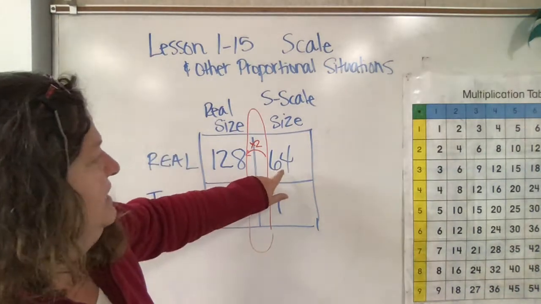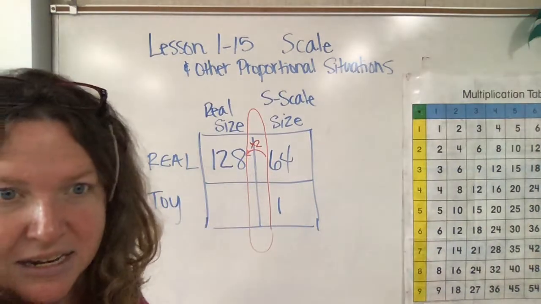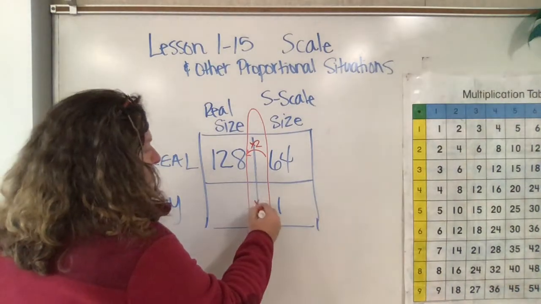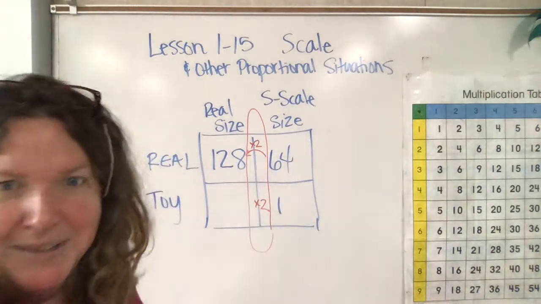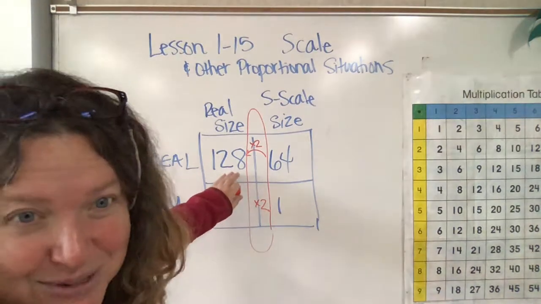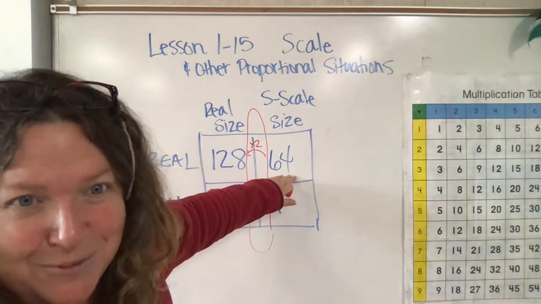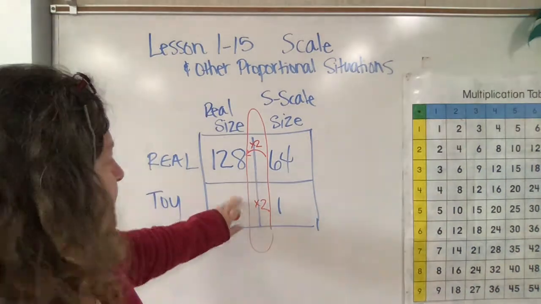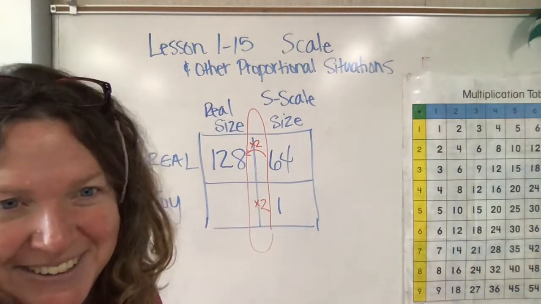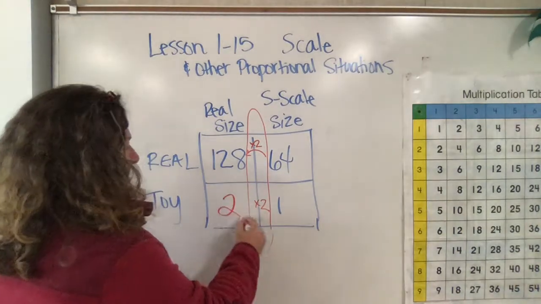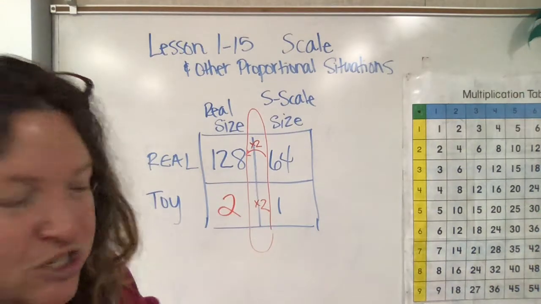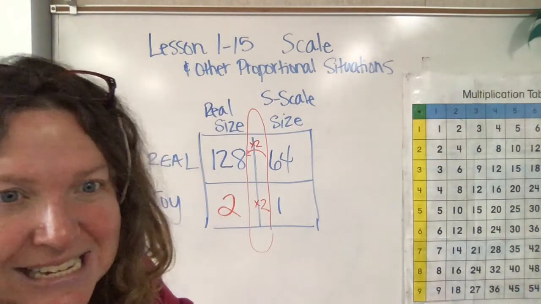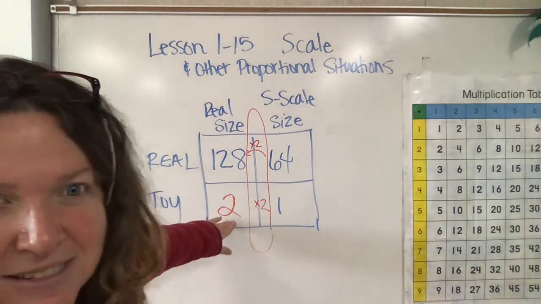So if we say 64 times 2 is 128, that means 1 times 2 has to be whatever this number is. Or you'd go the other way, you'd say 128 divided by 2 is 64. The same thing has to happen here. Something divided by 2 gives us 1. The answer is 2. So the question said, how big will the locomotive be in S scale? And the answer is 2 inches.